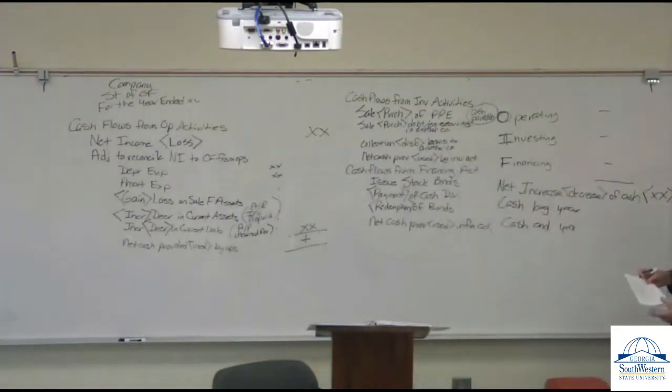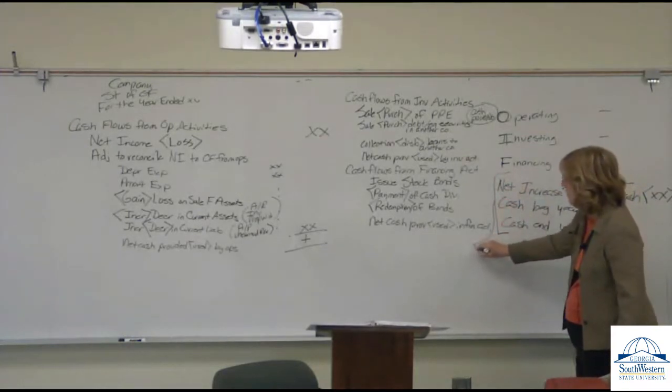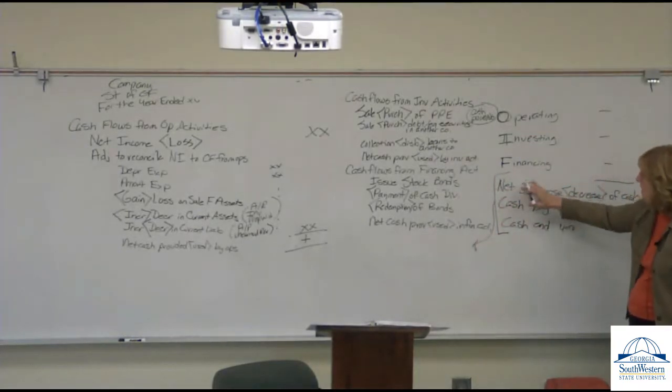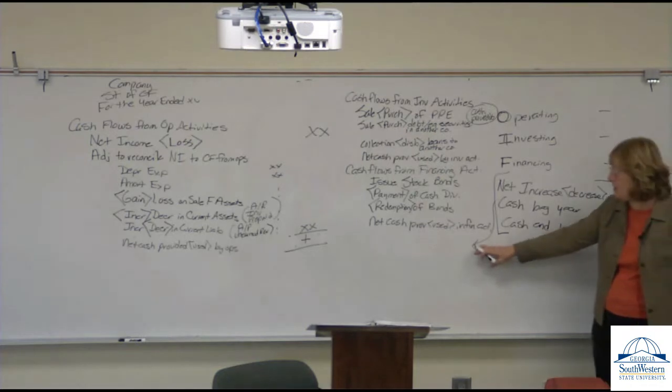Okay, and then at the bottom, this stuff right here goes down at the bottom. These, net increase or decrease in cash, cash beginning of the year, cash end of the year. Okay, that's what goes down here at the bottom.